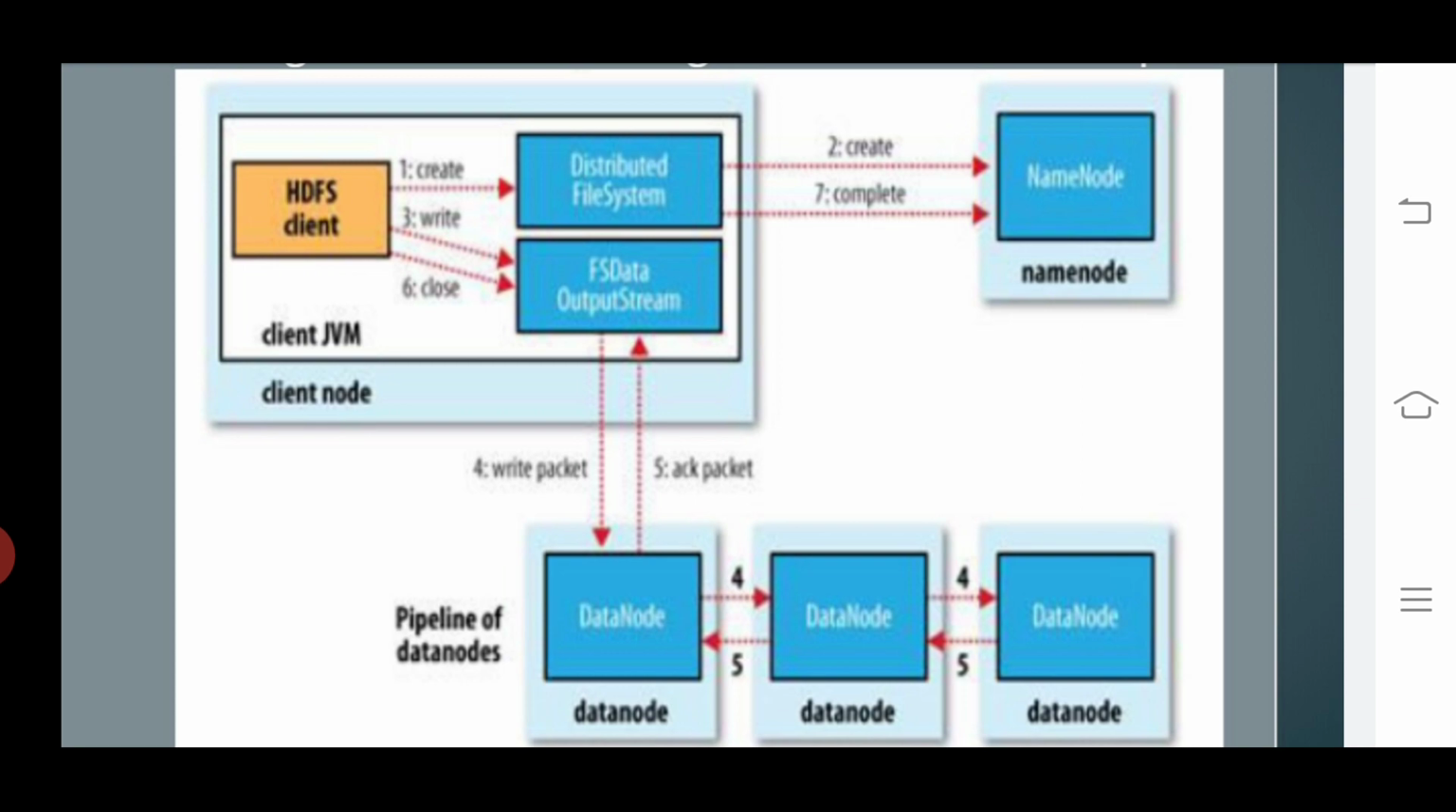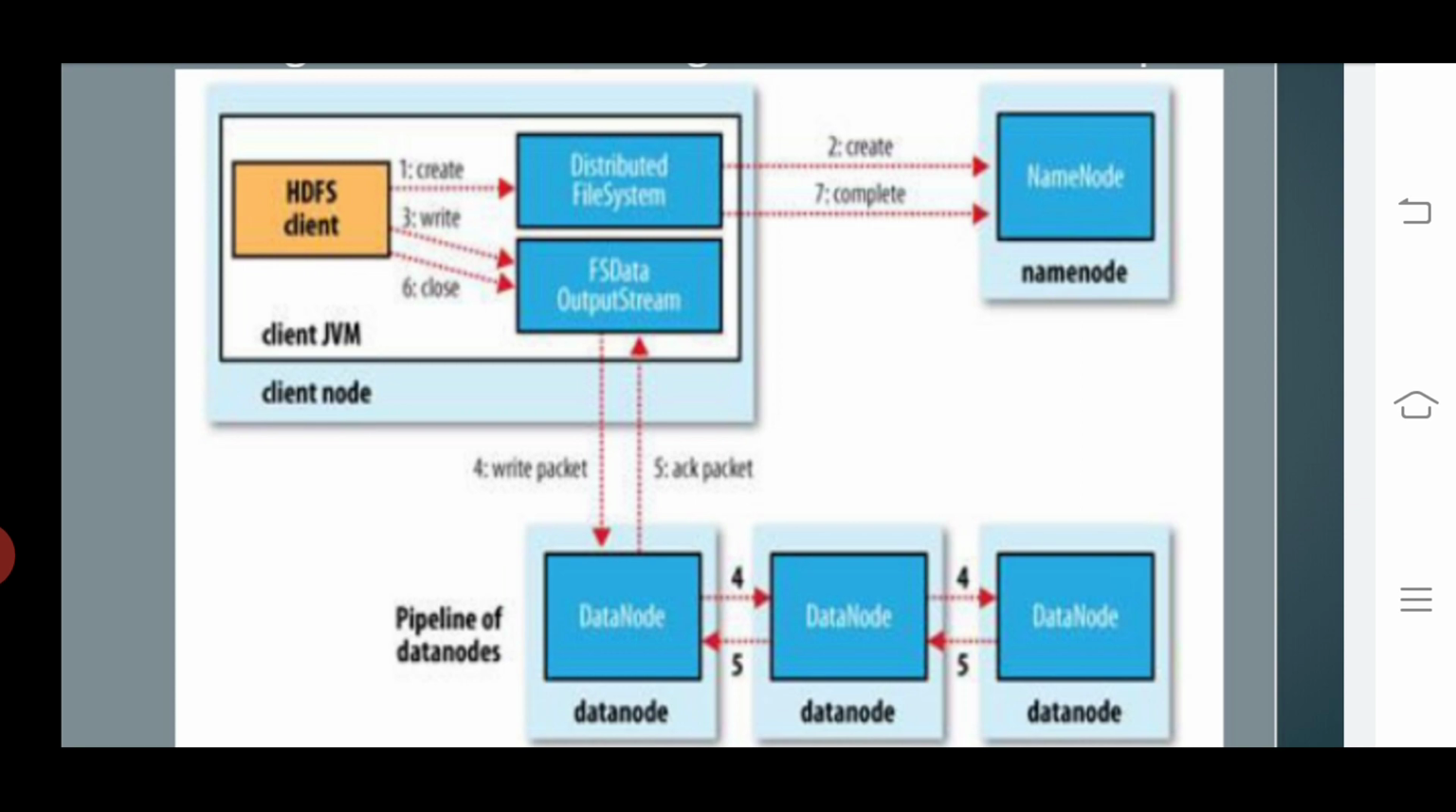Now we can see step 6. Finally, we have to close. When the client has finished writing data, it calls the close function on the stream. That is step 6. Now coming to step 7, complete. This action flushes all the remaining packets to the data node pipeline, and waits for acknowledgements before contacting the name node to signal that the file is complete.